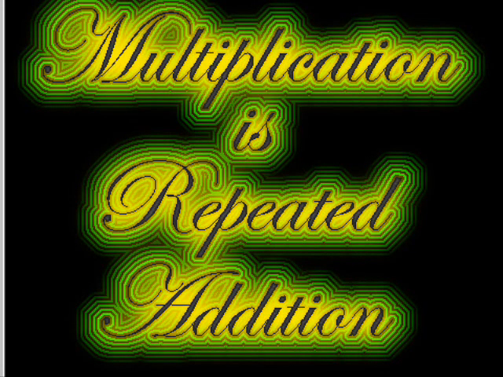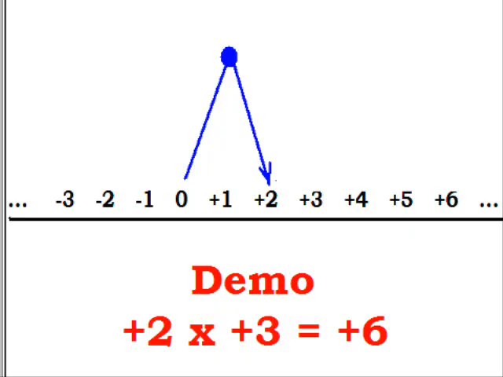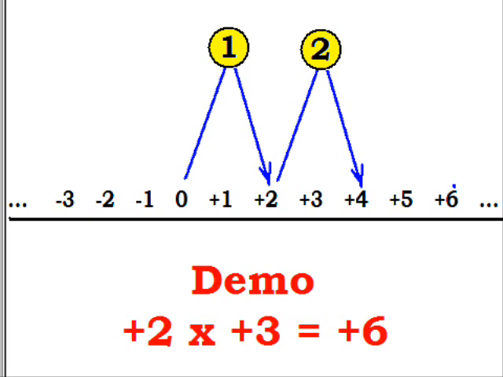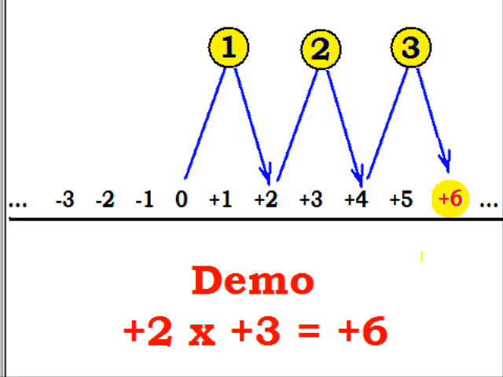Multiplication is repeated addition. For example, plus 2 times plus 3 is plus 6. First, we mark off a distance of plus 2. That's one lot of 2. That's two lots of 2. And that's 3 lots of 2. They all add up to 6. That demonstration is simple and clear-cut, as it should be.